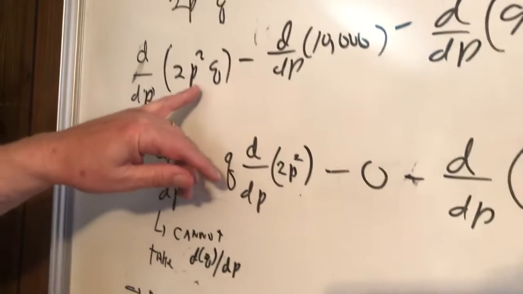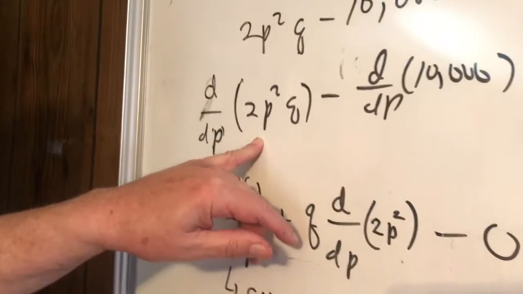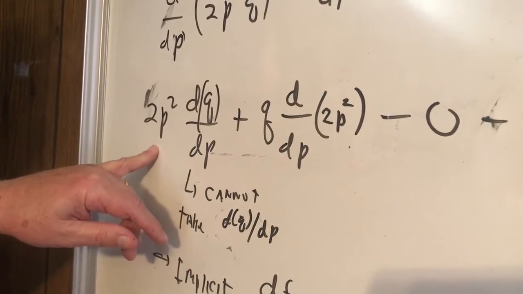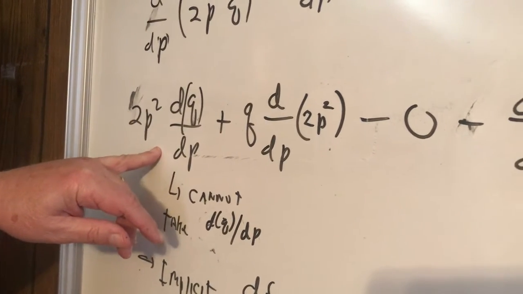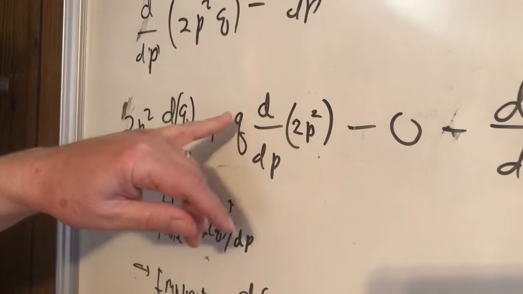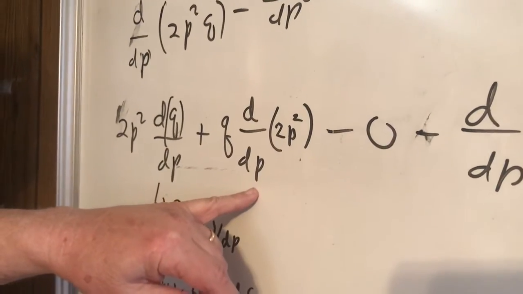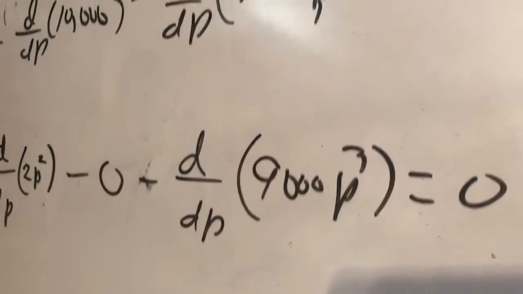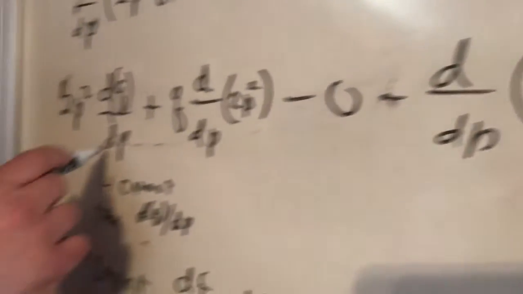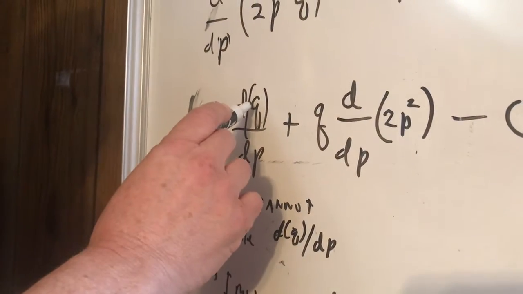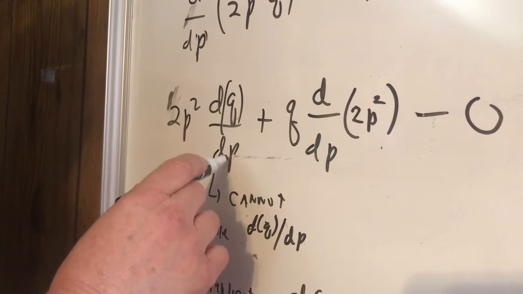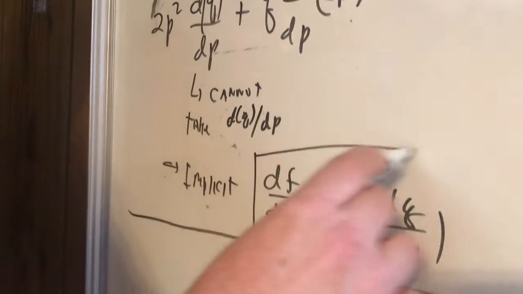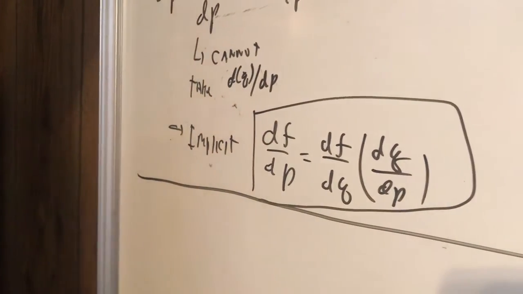Now this is the product rule where 2p squared is u and q is v. So we're going to do the first, 2p squared, times the derivative of q with respect to p, plus the second, q, times the derivative of 2p squared with respect to p. We cannot do this, because we're trying to take a function with respect to q with p. There is no p in that function. So we have to use our implicit chain rule.